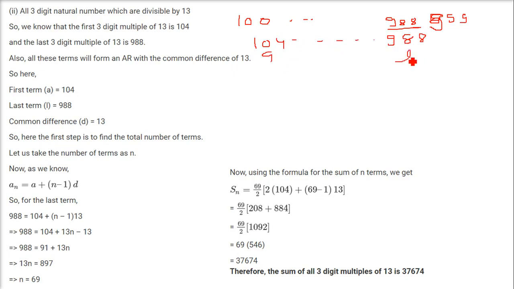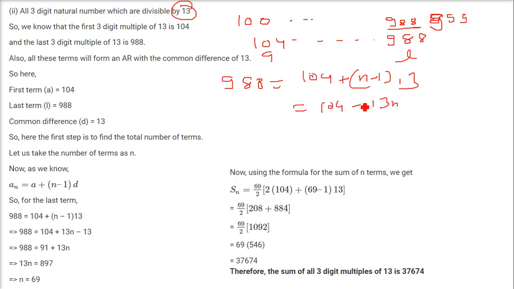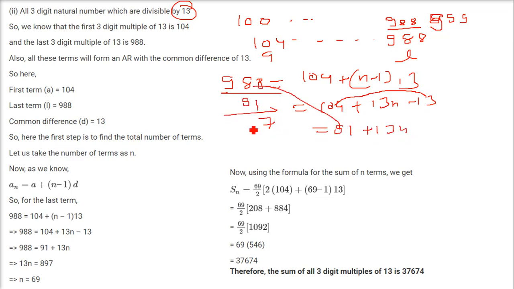The first term is a, the last term is l. Now you can find out how many numbers are there. So 988, this is the nth term, is a plus n minus 1 into d. That is 104 plus n minus 1 into d. d is 13. So 988 minus 104 is 13n minus 13. So 104 minus 13 is 91. 91 plus 13n equals 988.